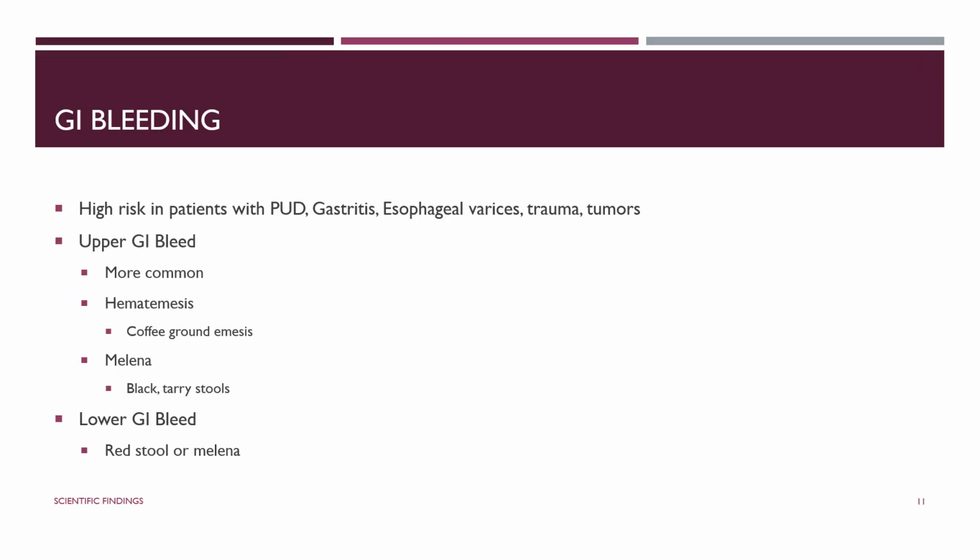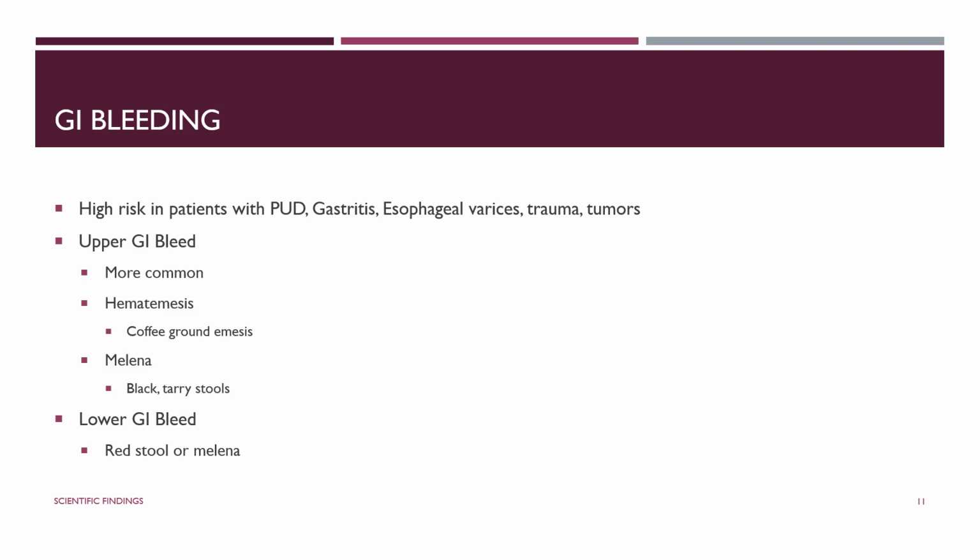So GI bleeding. Again, we're going to have patients with peptic ulcer disease, gastritis, esophageal varices, as well as trauma and some of our tumors, so some of our colon cancer patients. An upper GI bleed is more common than a lower GI bleed. In an upper GI bleed, we'll see hematemesis. So we can either see coffee ground emesis or frank blood in their emesis. Frank blood is going to be a fresher bleed, whereas with coffee ground, it's been bleeding and sitting in the stomach, and that's why it's dark.